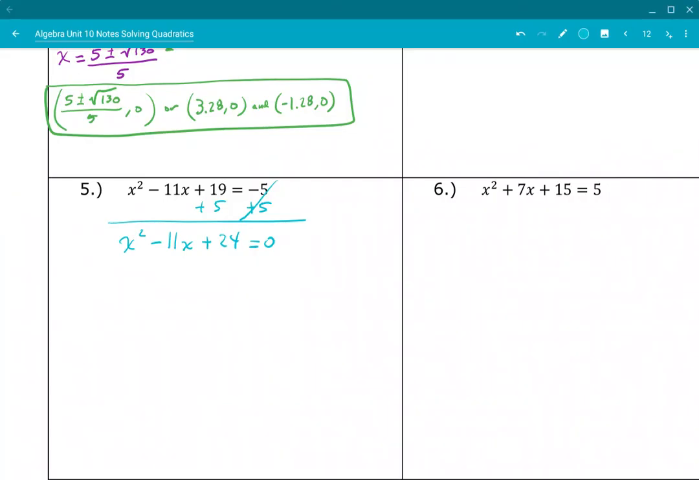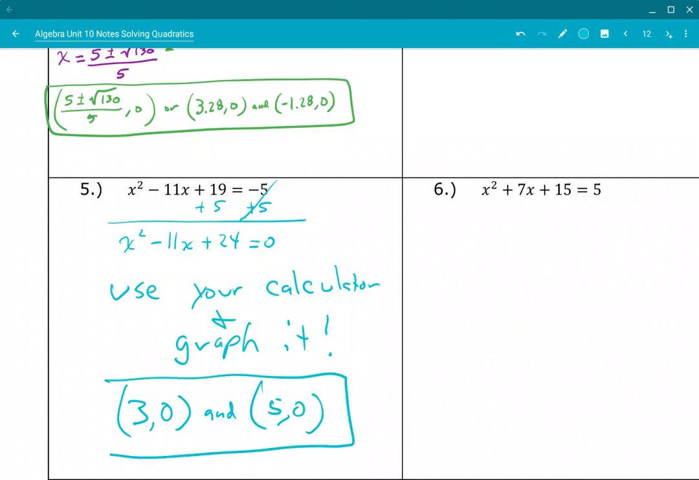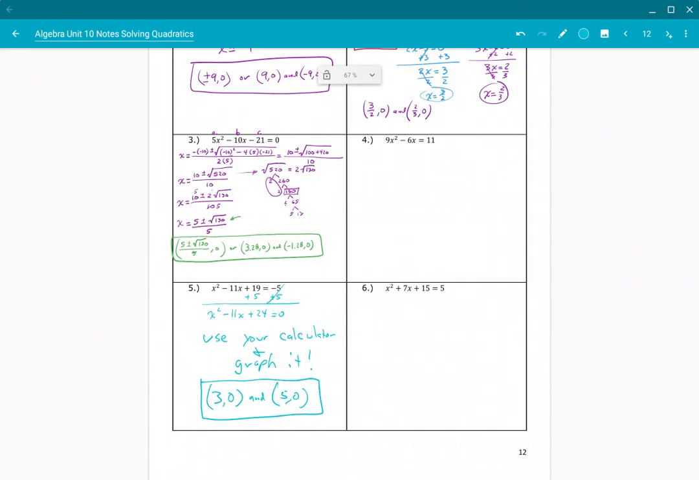Let's go back there. So use your calculator and graph it. So I'm writing sideways here. Use your calculator and graph it. It was 3, 0, and 5, 0. So there we go. All right. Well, there's all but 2 of them done for you. So I'll save those last 2 for you.